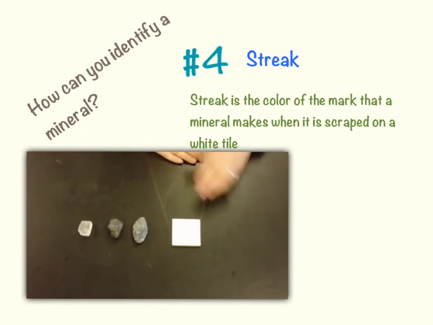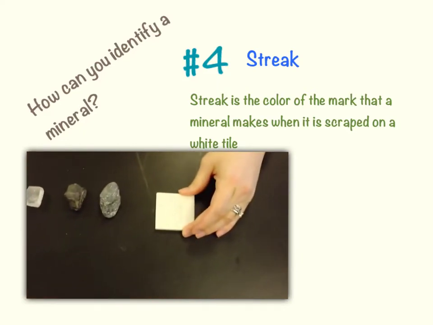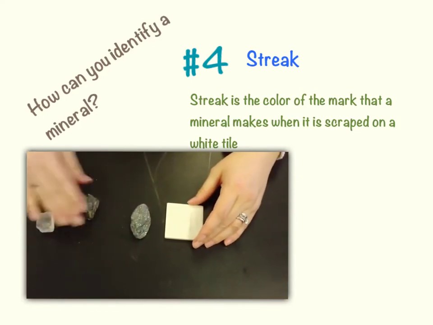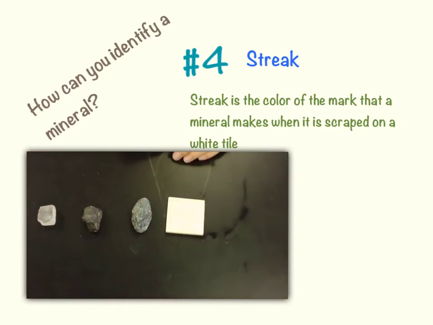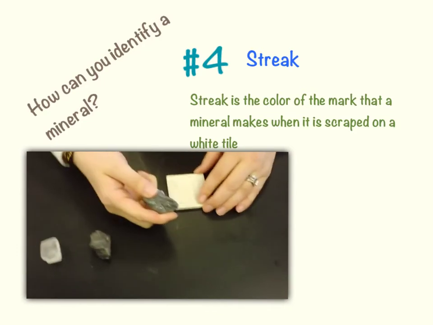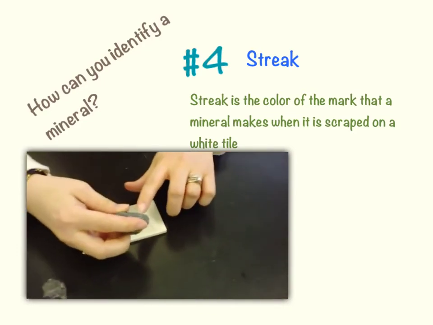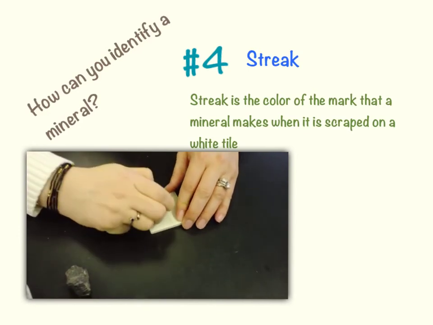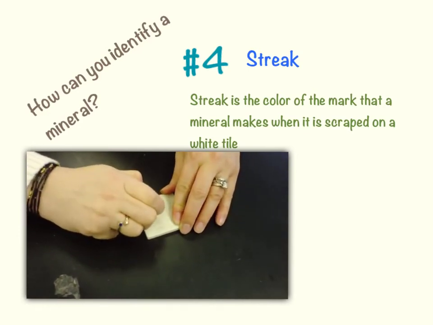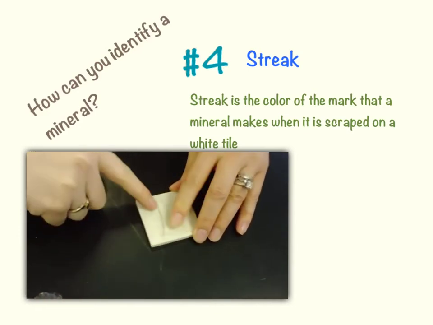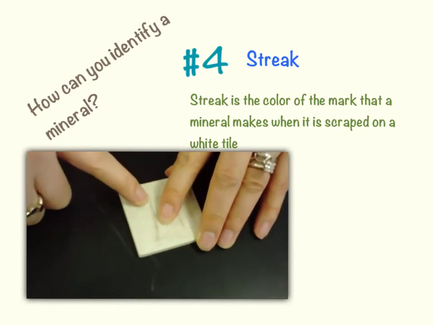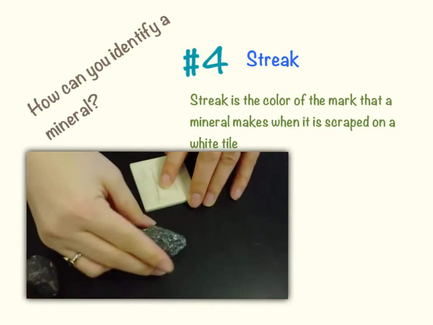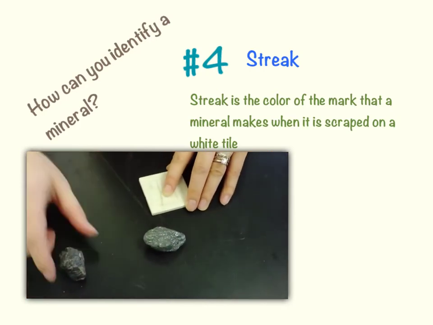For the streak test, you will need an unglazed porcelain plate. You will also need your mineral. I have 3 minerals here that we are going to test the streak with. The first mineral, its color is gray. It is shiny, it reflects light well. If I streak it across the plate, I can see that it leaves a reddish-brown mark all the way across. So the streak color for this gray mineral is reddish-brown.